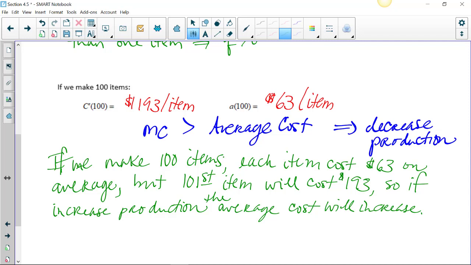It's kind of like in class. If you take a test and the class average is 74%, and then one more person in the class takes the test and they get an 85, that's going to raise that test average. So it's the same kind of idea in raising average cost.